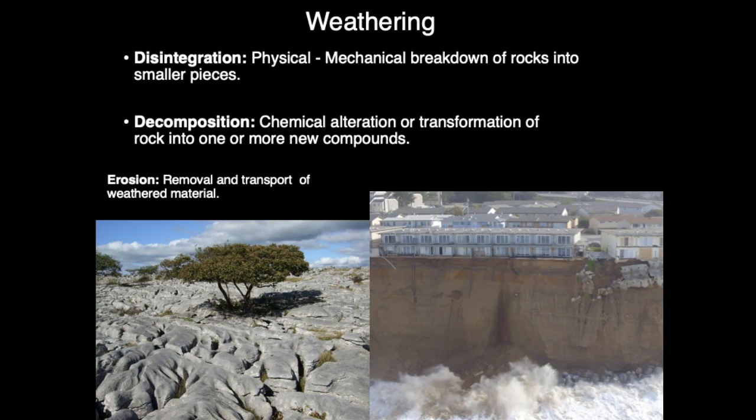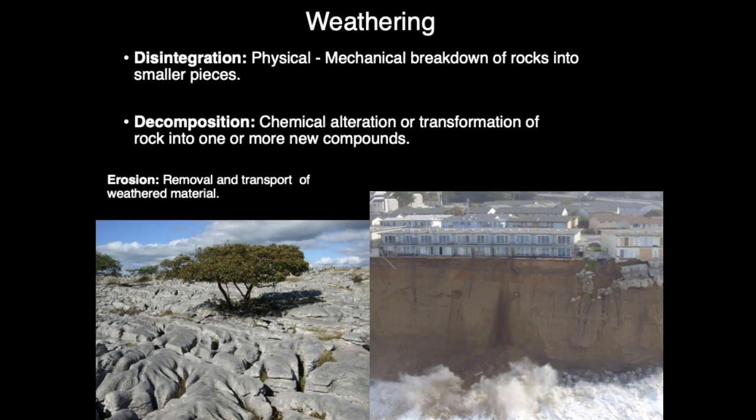So in physical weathering, the physical agents break down the rock into smaller and smaller pieces without changing the rock's mineral composition. In chemical weathering, there is a chemical transformation of those rocks into one or more new compounds by the chemical reaction of the rock's mineral composition and any agents, like water or air from the atmosphere, with which the rocks are in contact.